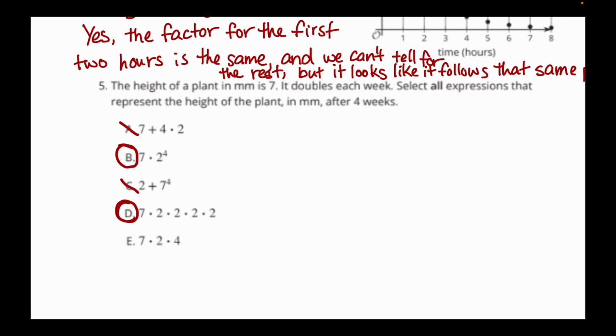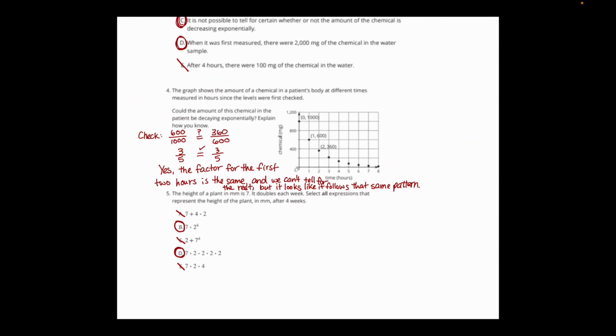And so C and E would not work either. We would not take 7 to the power 4 because that's our initial value. And 7 times 2 times 4 is not going to give us the same thing either. Okay.